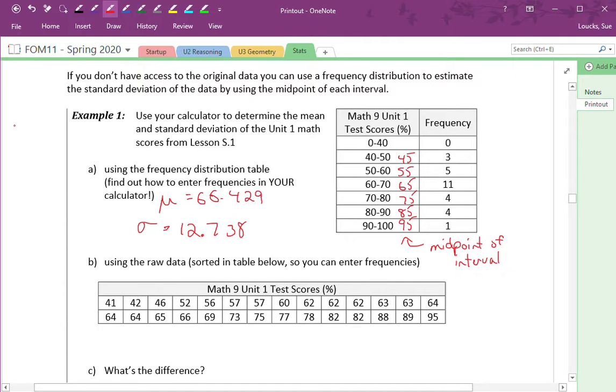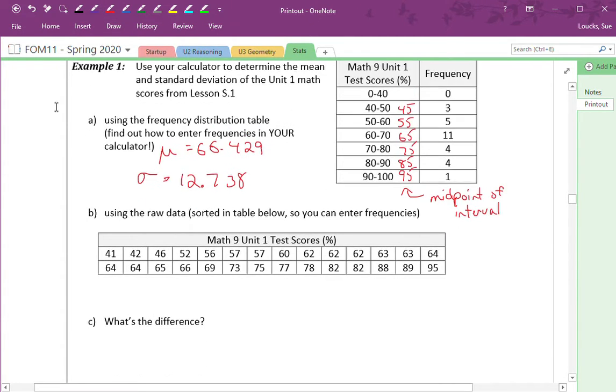So you do not have to, I can't think of any calculators where this didn't work, that you have to put like 65, 65, 65, 65 11 times, because you can't count to 11 when you do that. You're going to mess it up. Well, at least I am for sure. So there should be a function somewhere that lets you say, yeah, 65, and there were 11 of those, and 75, there were 4 of those. Okay, so that's it. Pause the video and see if you can figure that out. If you can't, let me know and I'll help you with it.